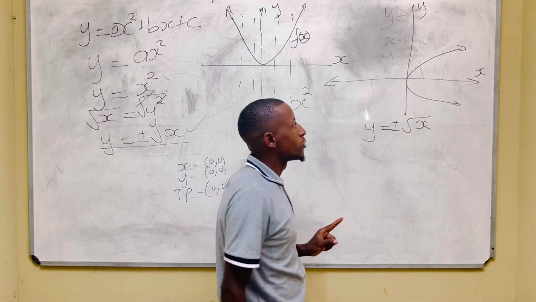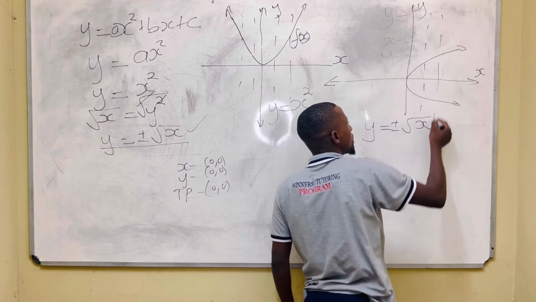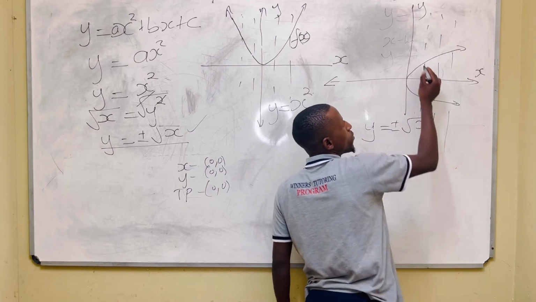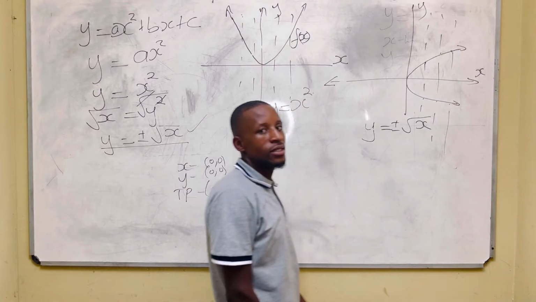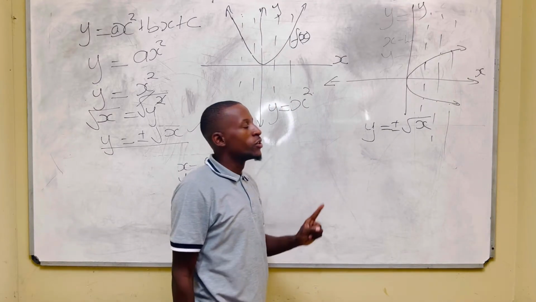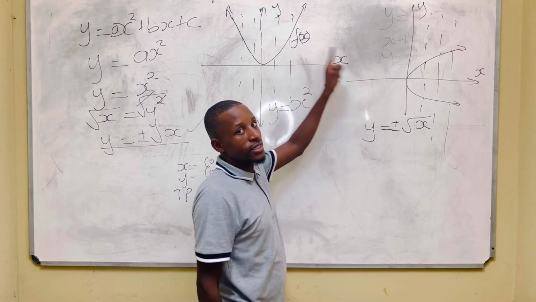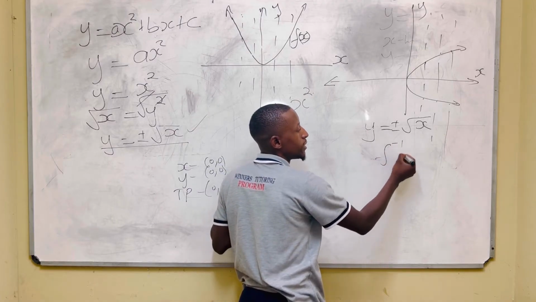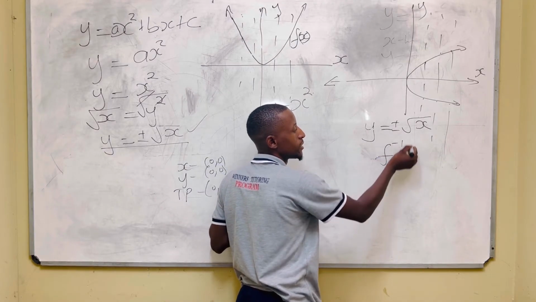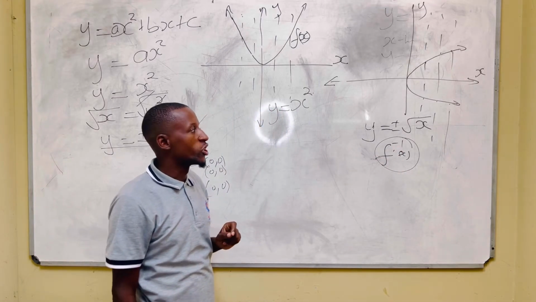No. Why is it not going to be a function? Because if I do a vertical line test, do you see that the vertical line test will cut the graph twice, at 2 points? It's supposed to cut it at 1 point. So if they ask you whether the inverse of f is a function, remember, another notation of the inverse is this one. This is a notation of the inverse. So this is not a function.